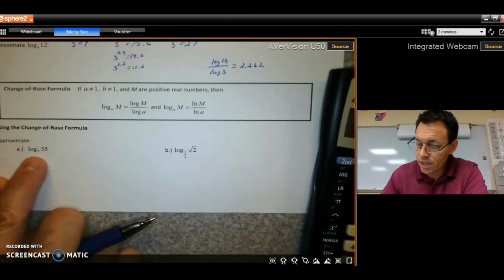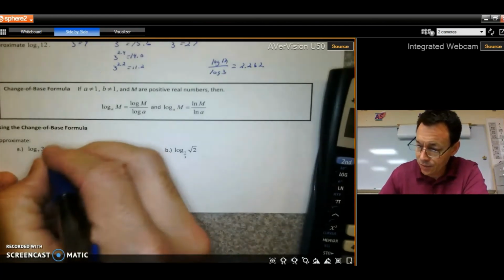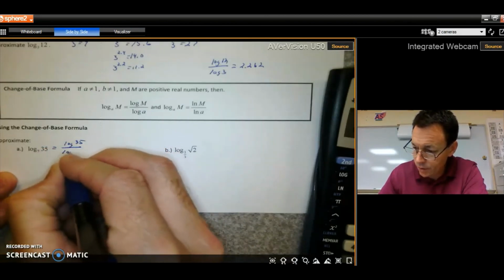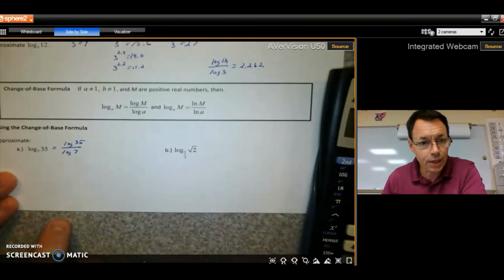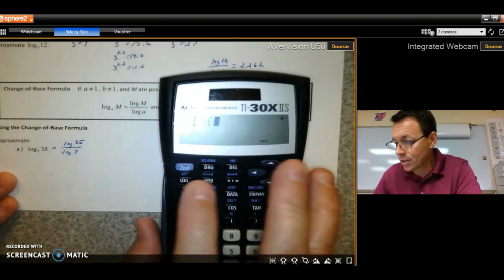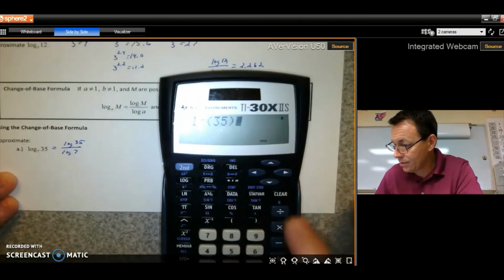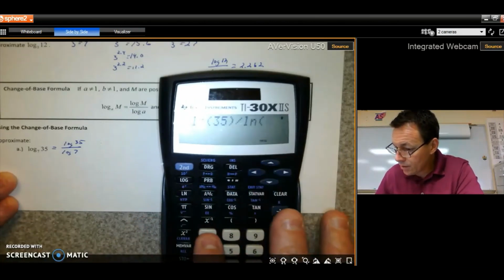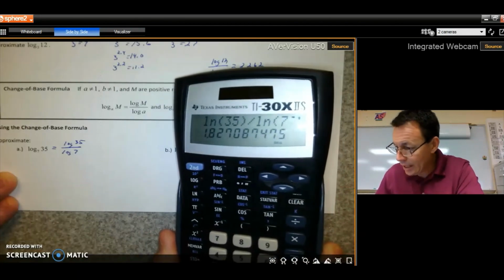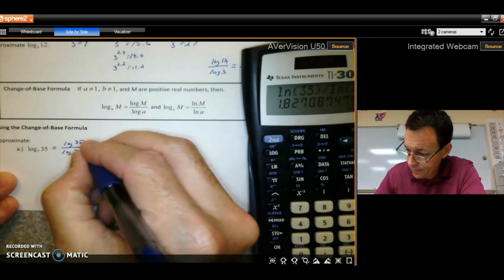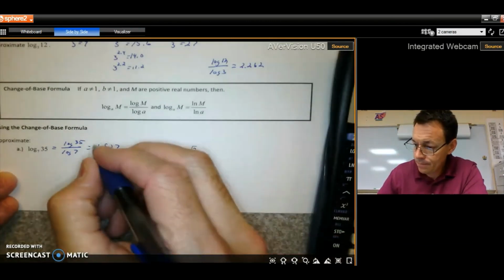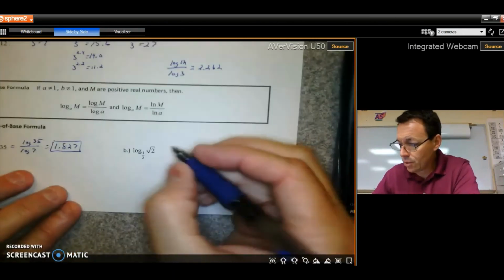So for this example, what is the exponent you could raise 7 to get 35? Well, you take the log of the 35 over the log of the 7, put that in your calculator, and that's going to give you your answer. And again, you can use the natural log button too. So the natural log of 35 divided by the natural log of 7, and you're going to get about 1.827. Okay?